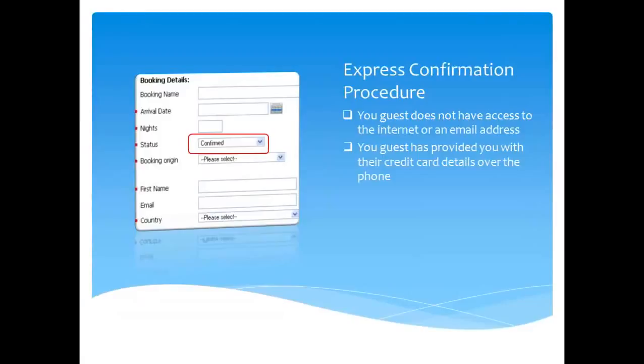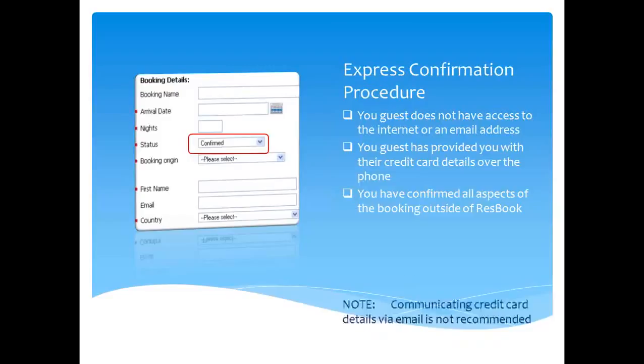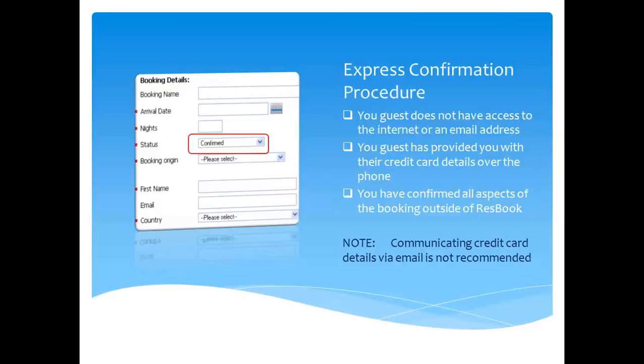This is best used when you have a booking request, perhaps over the phone, and your guest does not have an email or internet connection, and they don't mind providing you with their credit card details over the phone rather than a secure server. So you can gather their details and set up the booking and the billing token all manually from within your ResBook system. Please note that communicating credit card details via email is not recommended.